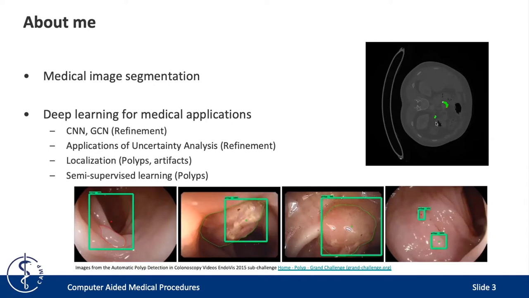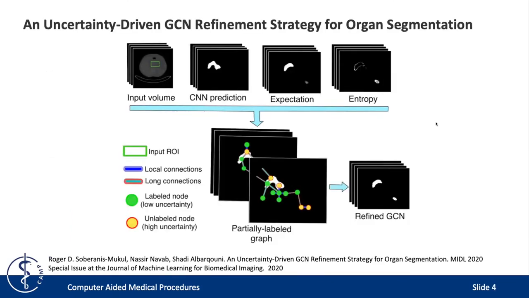For today, I would like to talk about the approach that we proposed for doing the refinement for the organ segmentation problem. This is a strategy for single organ segmentation. And this is a general overview that I would like to show before going into details. At the top, we have all the components that we are using for doing the refinement.